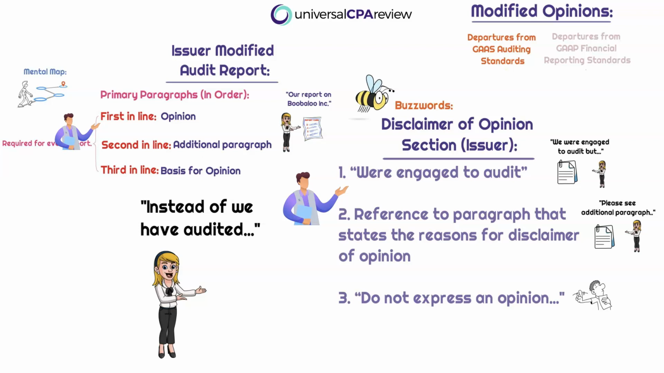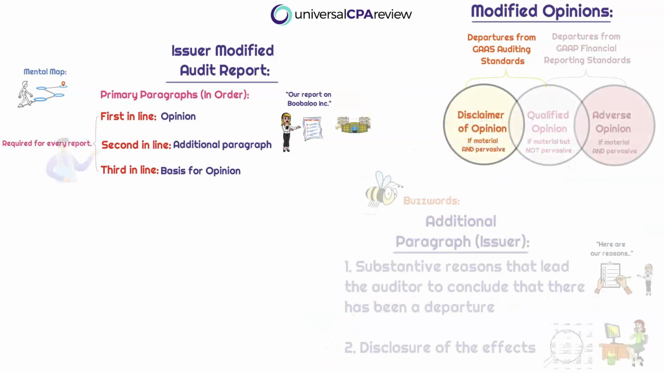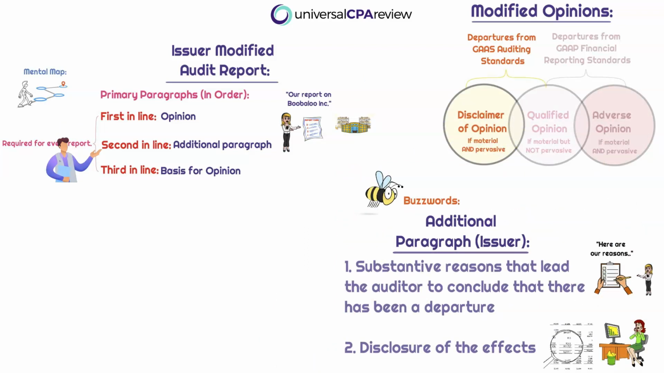If we say that we have audited it, then we're saying that we have come to a specific conclusion, which we haven't. And again, we need to describe the reasons for why the auditor was not able to obtain sufficient appropriate audit evidence, hence the reason why they're issuing this disclaimer. They also need to explicitly state here that they do not express an opinion on the financial statements as a whole. So unlike the non-issuer report, we're going to have this additional paragraph for issuers after the disclaimer of opinion that outlines the substantive reasons for the disclaimer and also mentions any reservations that we have regarding the fair presentation of the financial statements.